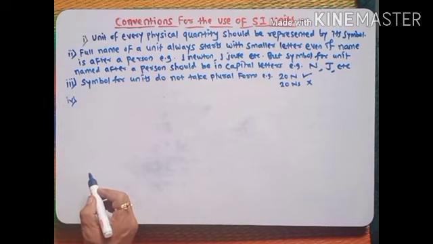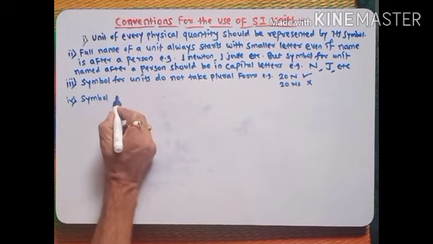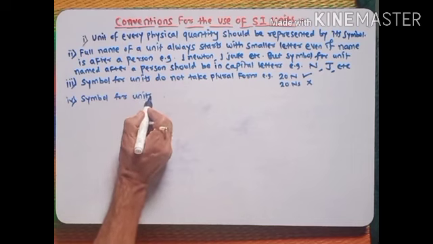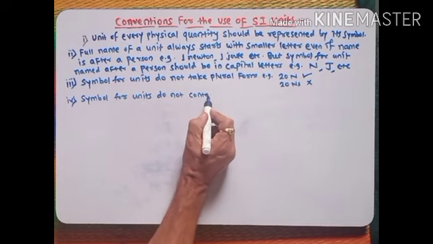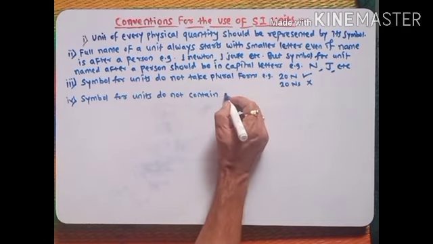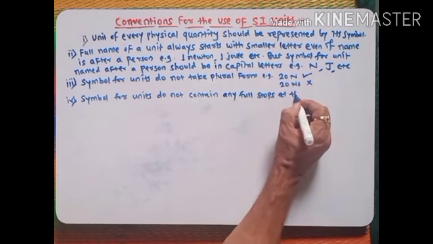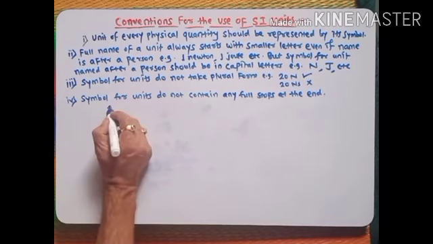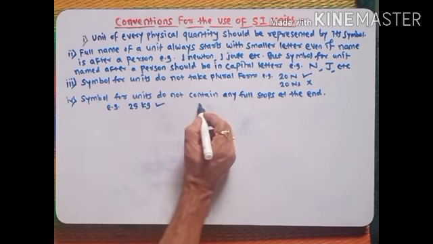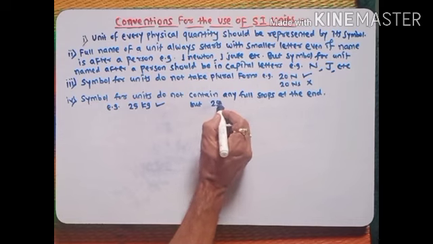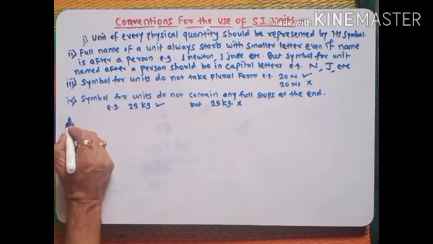Now we consider the fourth rule. Symbols for units do not contain any full stops at the end. For example, we write 25 kg is right, but 25 kg. with a full stop is wrong. Okay, this full stop is not necessary.